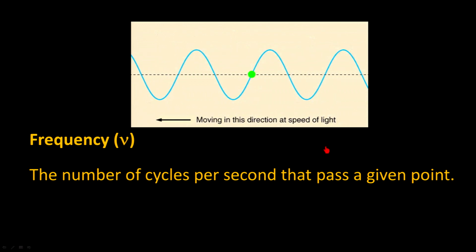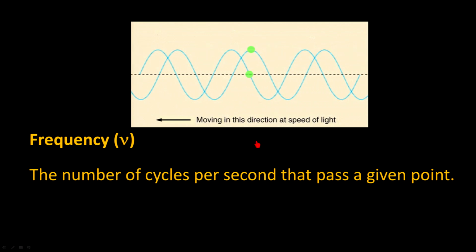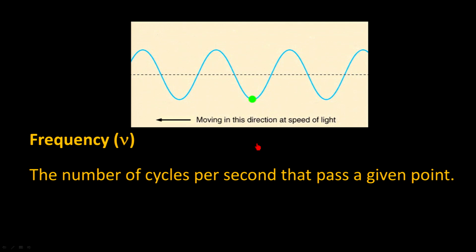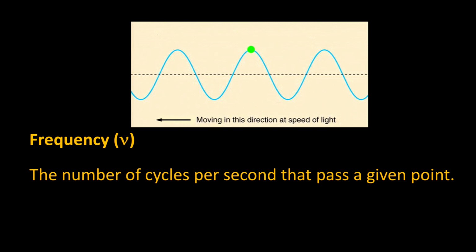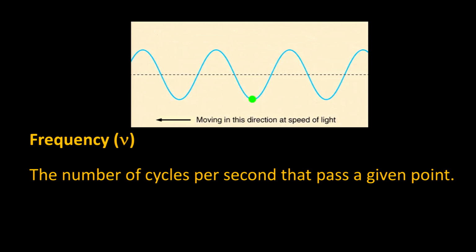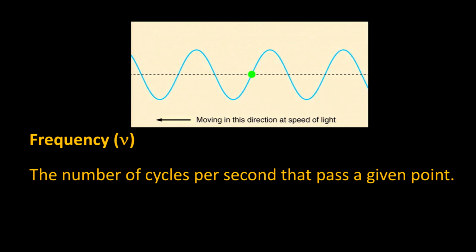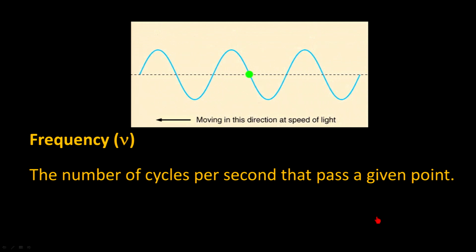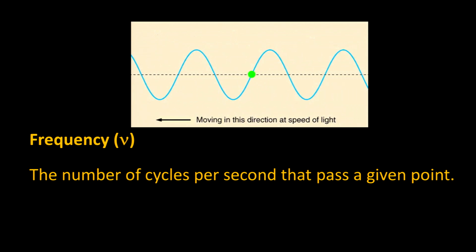So here's the idea. What is a cycle? Well, one cycle is when something does something repetitive. Cycle means repeat. So you'll notice that this green dot goes from the top to the bottom, back to the top, to the bottom, back to the top. And every time the green dot goes from top to bottom, back to the top, that is one cycle. So this is essentially one cycle, another cycle, another cycle. Okay, so one cycle is the green dot going from top to bottom, back to top. If you have a certain number of cycles per second, essentially what you're measuring is a certain number of peaks and valleys that are passing by a given point.